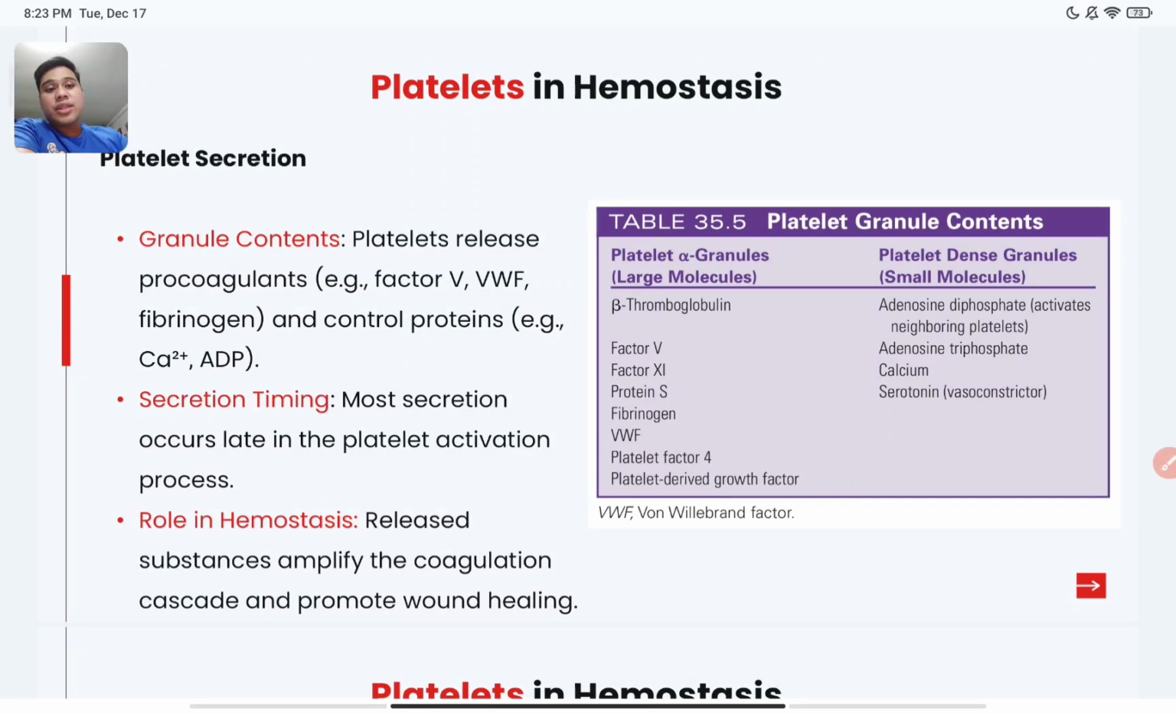So there's secretion timing. Most secretion occurs late in the platelet activation process, and their role in hemostasis is that the released substances amplify the coagulation cascade and promote wound healing.